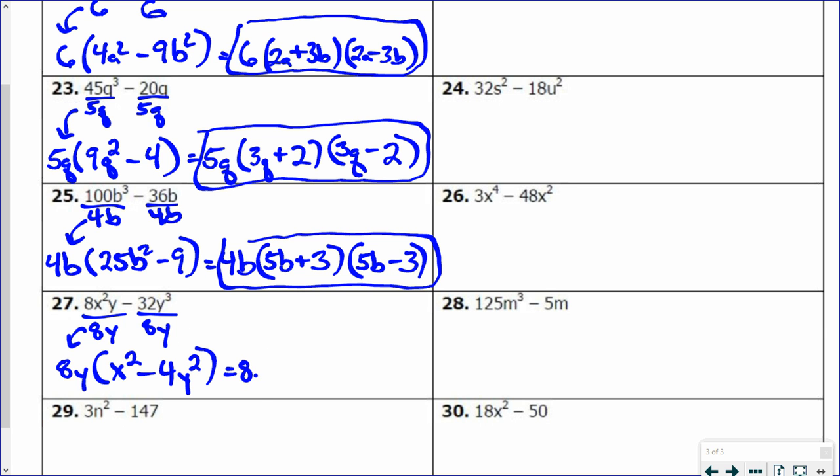All right, so let's go ahead and factor this. So square root of x squared is x. Square root of 4y squared is 2y. And there's your answer.